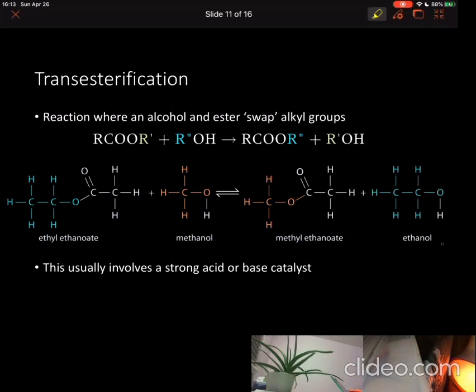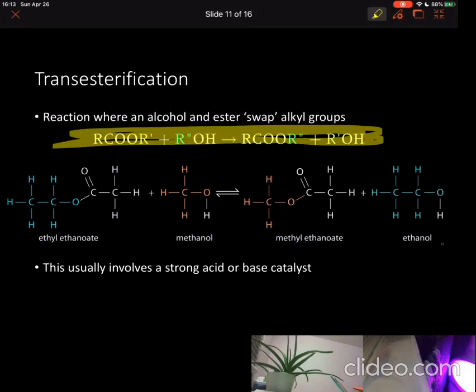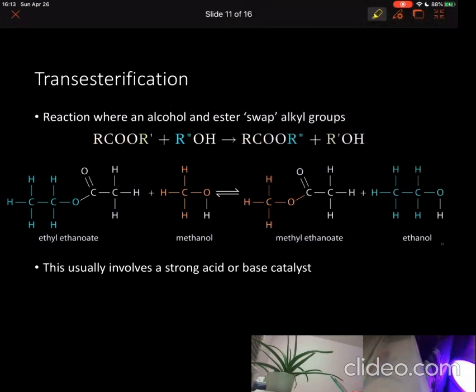And just really remember this formula right here. This is the key formula, and it demonstrates how transesterification between an ester and alcohol with a strong acid or a base catalyst produces a different ester.